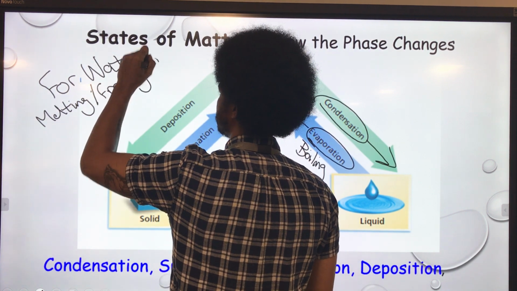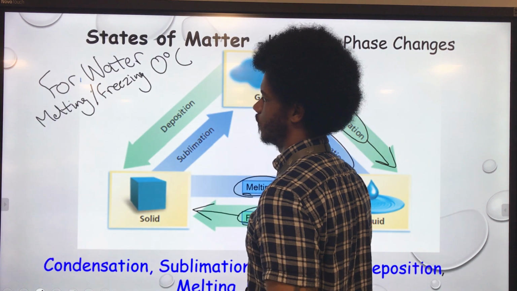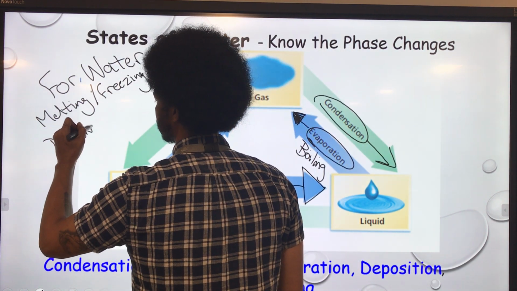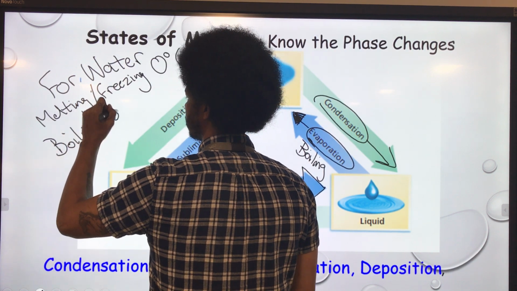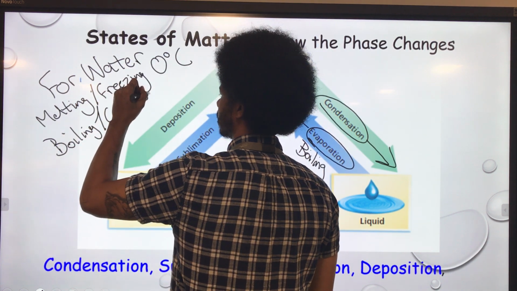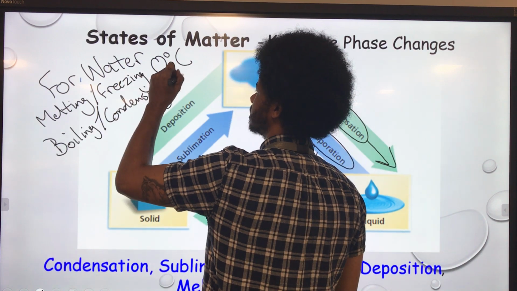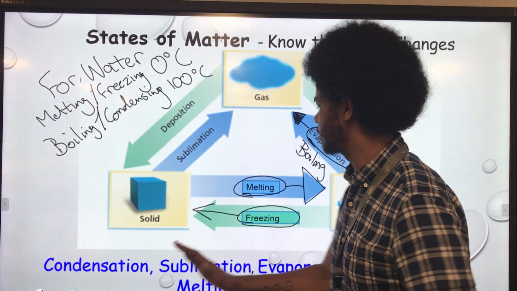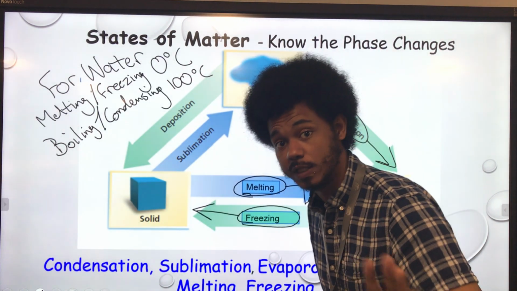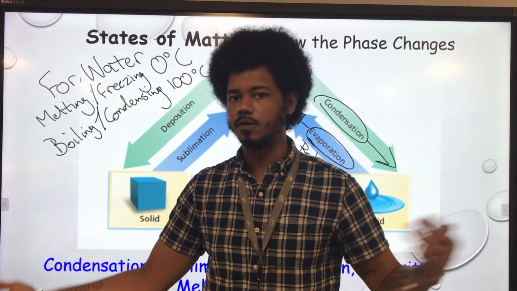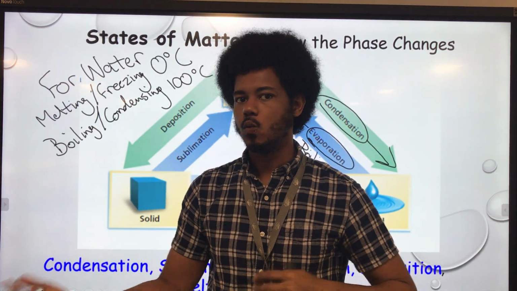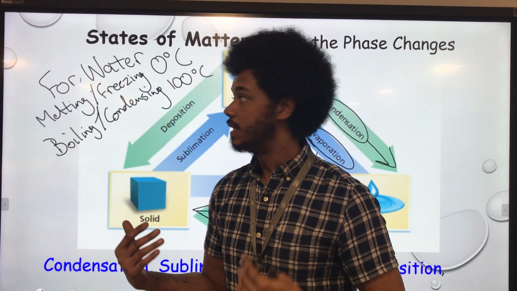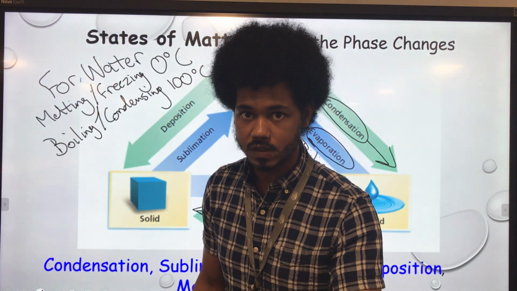is always going to be at 0 degrees Celsius for water, or the boiling/condensing. That only ever happens at 100 degrees Celsius. This is going to be important later on, but again, just to highlight, for water, only water. Different substances have different melting or boiling points. So I'm just talking about water. These numbers don't apply to other substances.